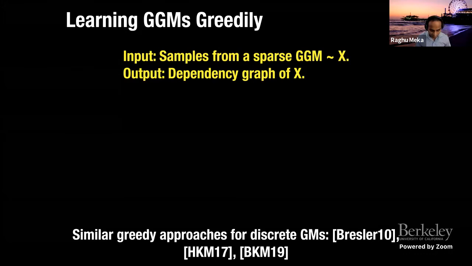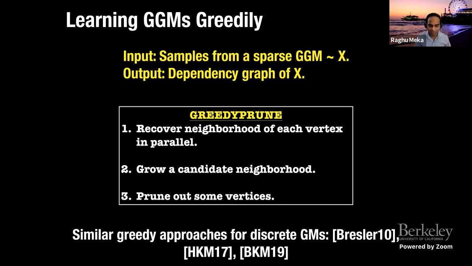So we had the similar greedy approach for discrete GMs. We're kind of following the same outline from what's been used with discrete graphical models. And the outline is something like this. You try to recover the neighborhood of each vertex in parallel. So, we're trying to learn the graph, but let me focus on a single vertex and trying to learn now the neighborhood of this single vertex and do it for each vertex in parallel.